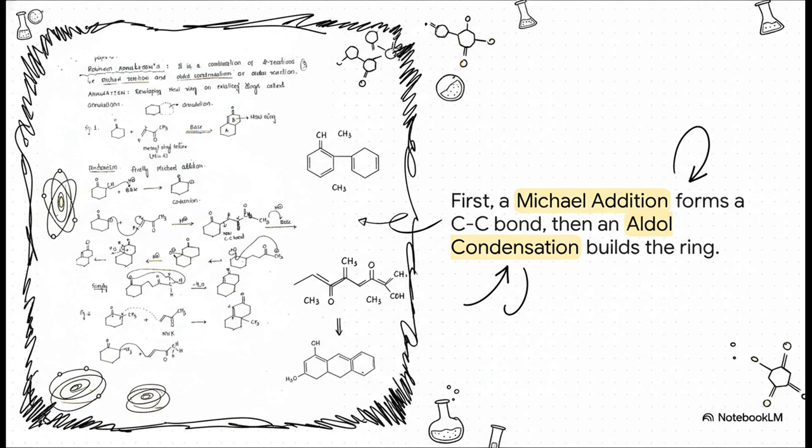That forms the first new CC bond and gives us an intermediate product. Now, here's the cool part. That product doesn't just sit there. It immediately undergoes an aldol condensation within itself, inside the same molecule. This forms a second carbon-carbon bond, kicks out a water molecule, and snaps everything together to form a ring.